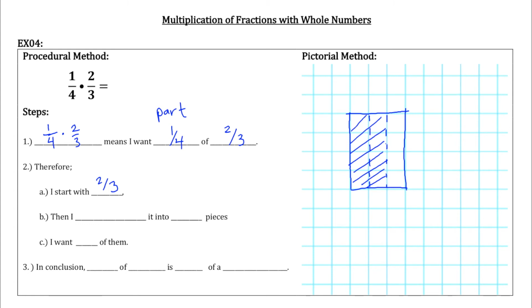Let me change the color just to help. Then, so I want 1/4 of 2/3. So I drew my 2/3. I need to split the 2/3 into 4 pieces. So 1, 2, 3, 4. Maybe I should make it a little darker like that, so that you can see the 4 pieces.